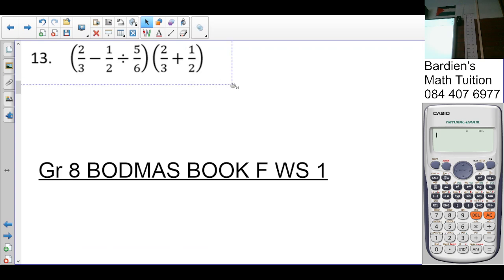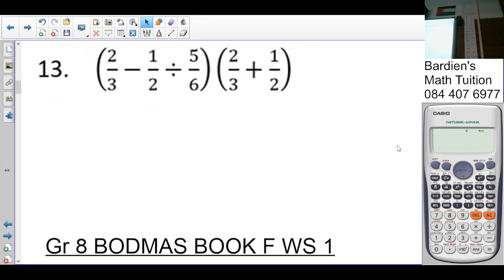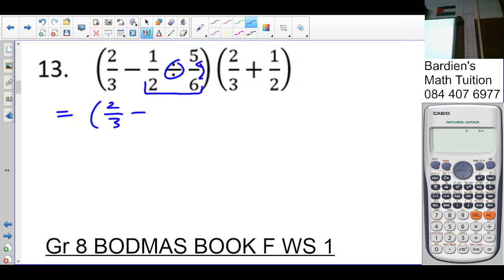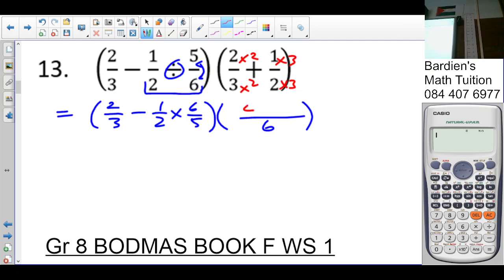People, if there's no sign there, what is that then to be? Multiplication. So what needs to be done first? The bracket. Okay, so inside the bracket, that division, change to multiplication first. There's 2 over 3 minus 1 over 2 times 6 over 5. And here the LCM, of course, is 6. This must be multiplied by 2, multiplied by 3. So it's 4 plus 3. What is 4 plus 3? So 7 over 6 must be multiplied. I'm going to keep this in a bracket because there's not one term yet.